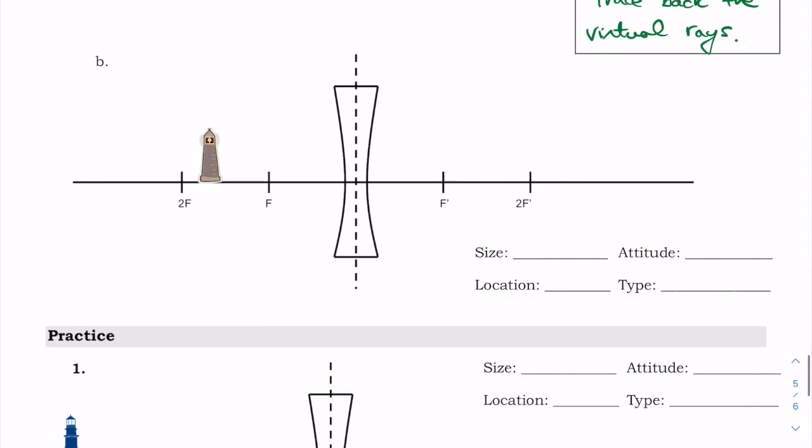All right, let's try another one. So here we go. Let's draw a ray of light that heads towards F prime. This one gets refracted and comes out parallel to the principal axis. While we're at it, you can go ahead and backtrace the virtual ray. And the second one that I'll draw passes through the optical center.